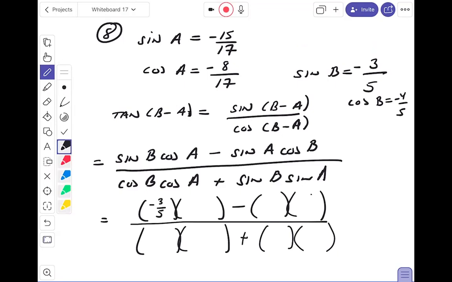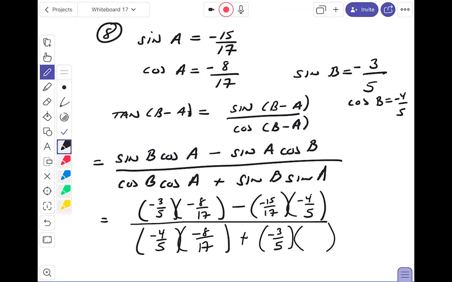That's the sine of B, right? And the cosine of A is minus 8/17. Let's see, sine of A is minus 15/17. Cosine of B is minus 4 fifths. The cosine of A is minus 8/17. These numbers are going to work out nicely. Don't worry about that. The sine of B is minus 3 fifths.